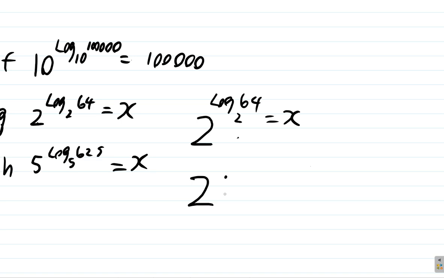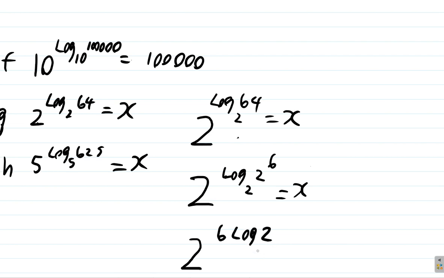So you can write this as 2 raised to the power of log base 2 of 2 to the power of 6, and that is equal to x. We're going to find out what x is. Based on the laws of logarithms, you can rewrite it as 2 to the power of 6 times log of 2, remember the base is also 2, equals x.